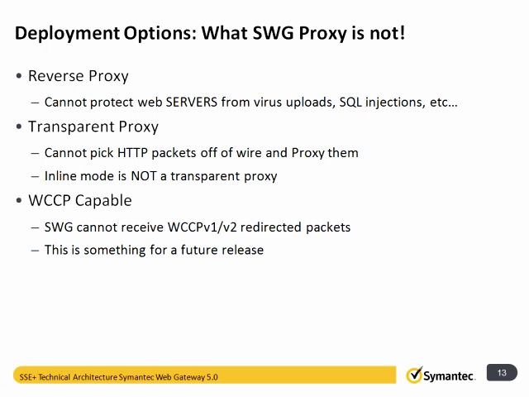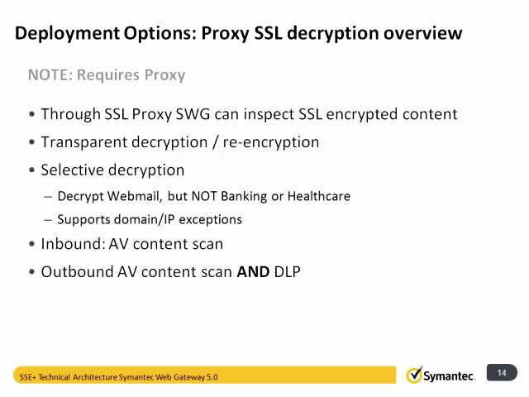WCCP is a Cisco protocol that many organizations use to transparently redirect proxied traffic. This is something we are planning for a future release. The next new proxy technology we will look at will be the transparent SSL decryption that is available in the web gateway when running in proxy mode.